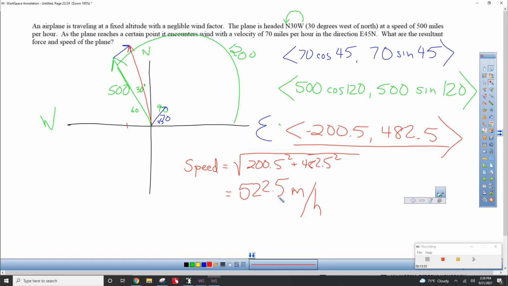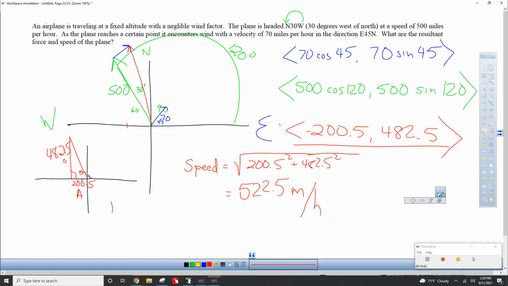Now, what if they wanted you to find the angle? Well, for the angle, what I would recommend is resketch only the red one, okay? And then make it into a right triangle. So here's my right angle. This is 200.5 to the left. This is 482.5 up. So we got opposite, adjacent.